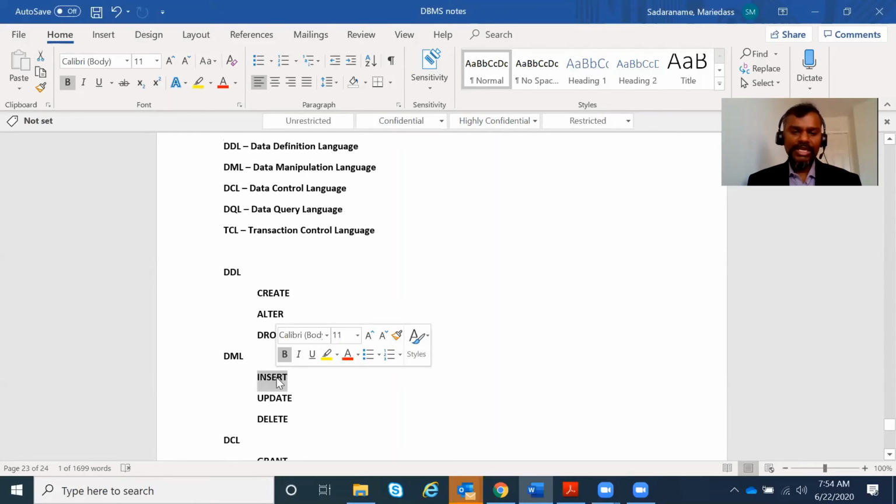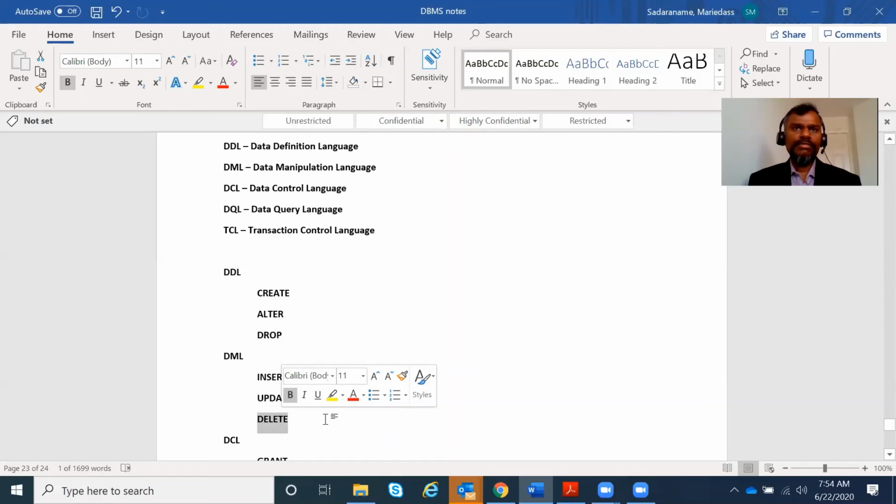What does insert mean? I'm inserting. So after I create my table, I'm inserting data into the table. So the insert command will help me insert data into the table. Update: I inserted a record and then I feel, okay, somebody's address has changed. Today you are in Bangalore, tomorrow you're in, let's say, Boston. I need to update your address. I use an update command. Delete: for some reason, this record needs to be deleted from the table. This person has left the organization. You need to delete the data, let's say.